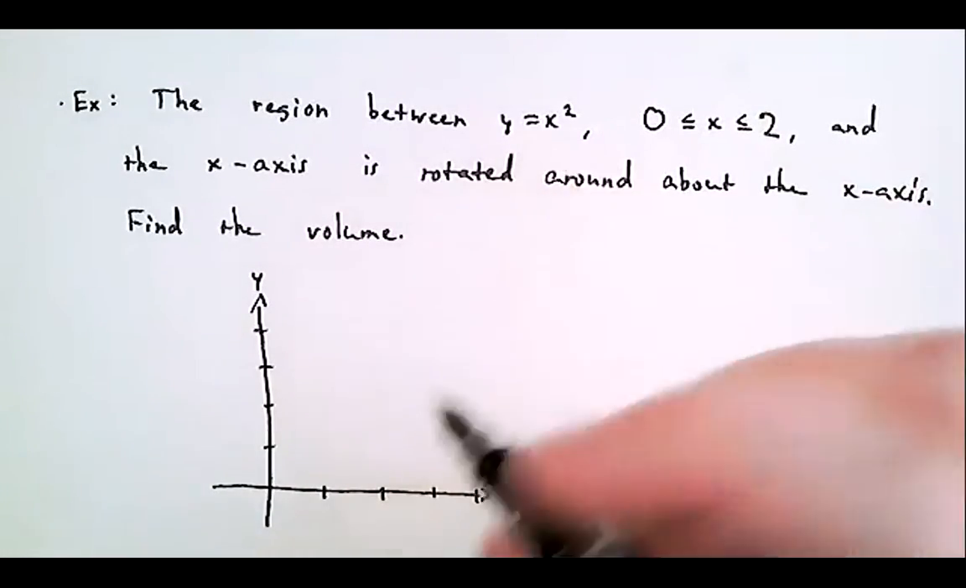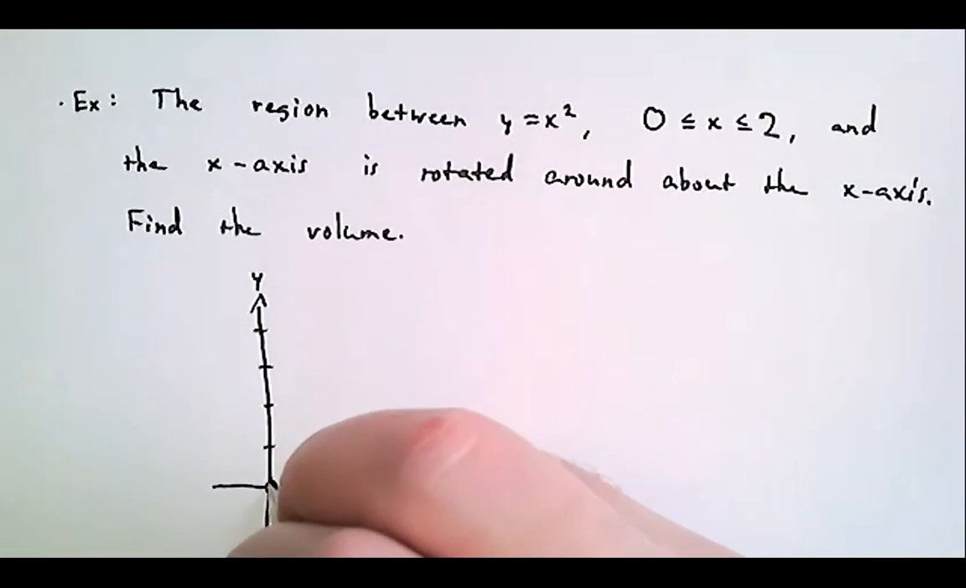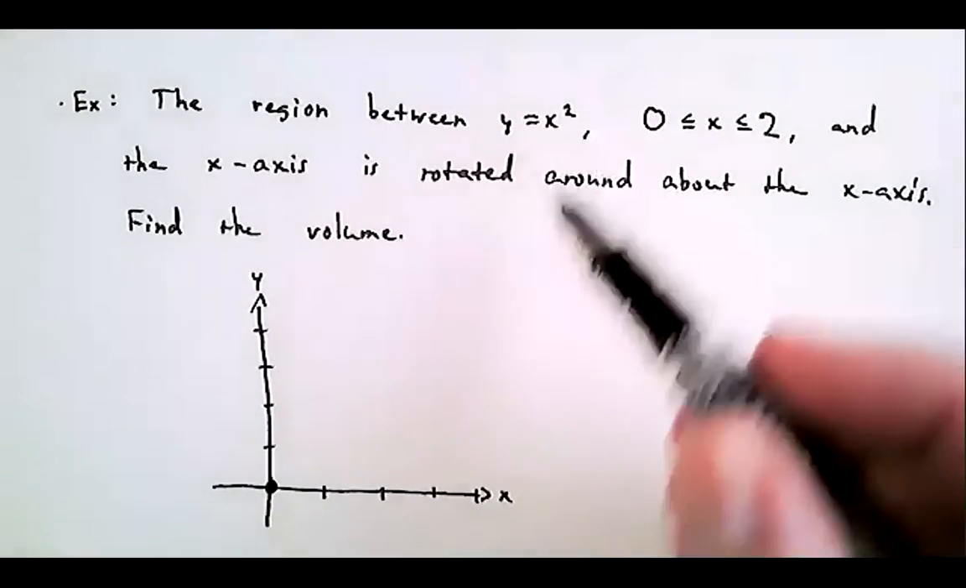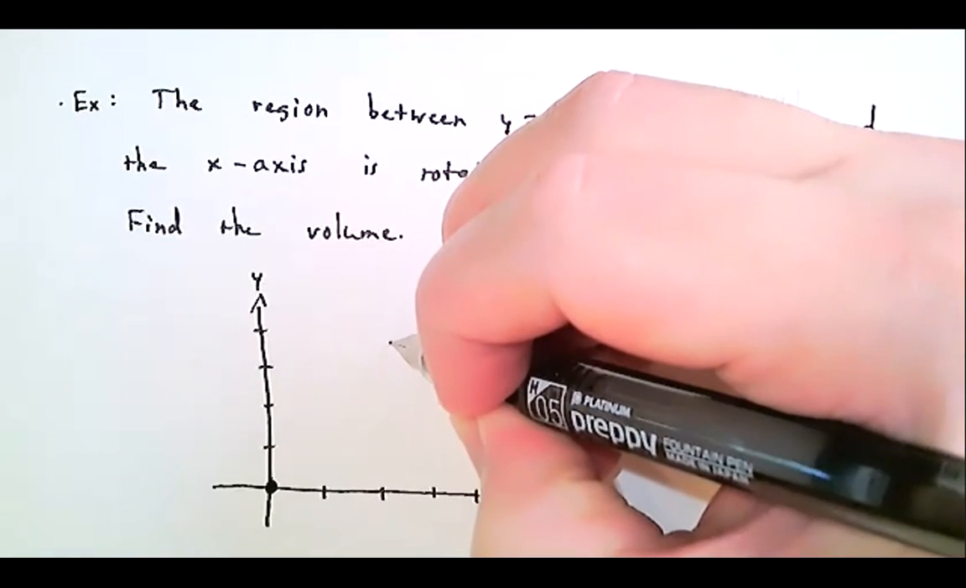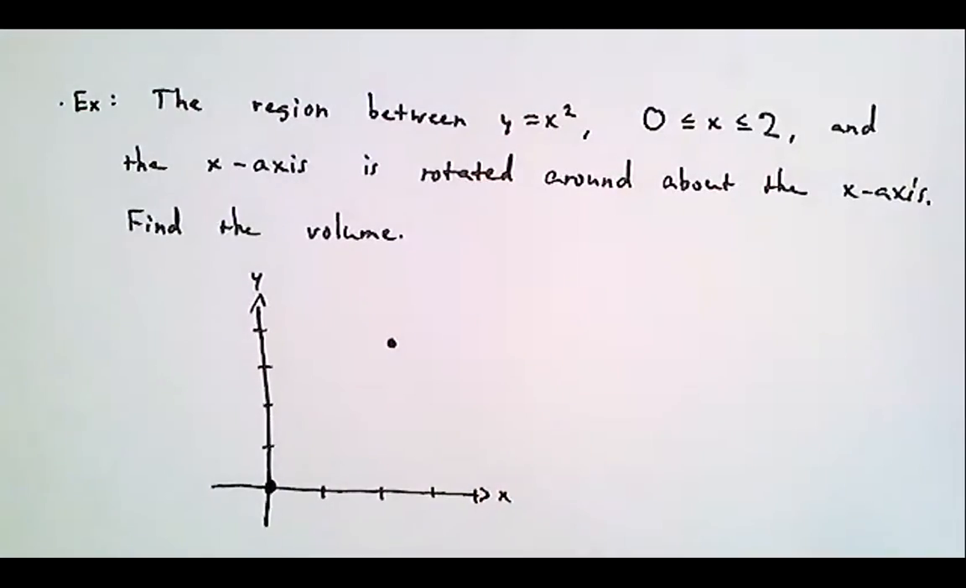If you plug in 0 here, you of course are at the origin. If you plug in 2, 2 squared is 4. So there's another point up here.